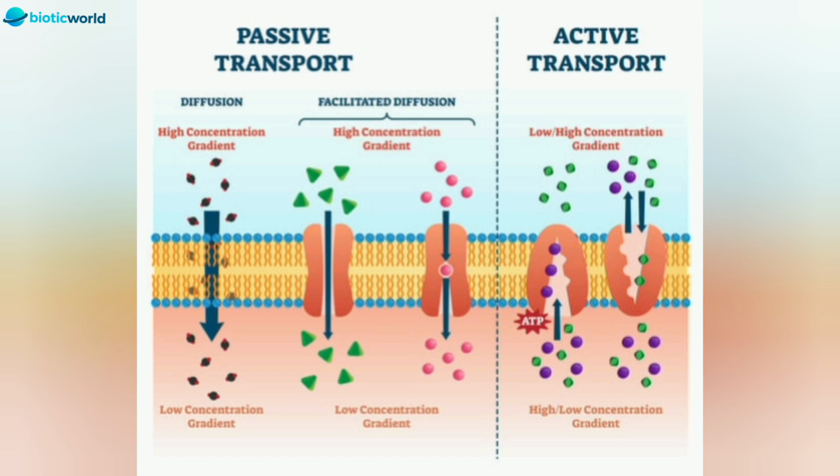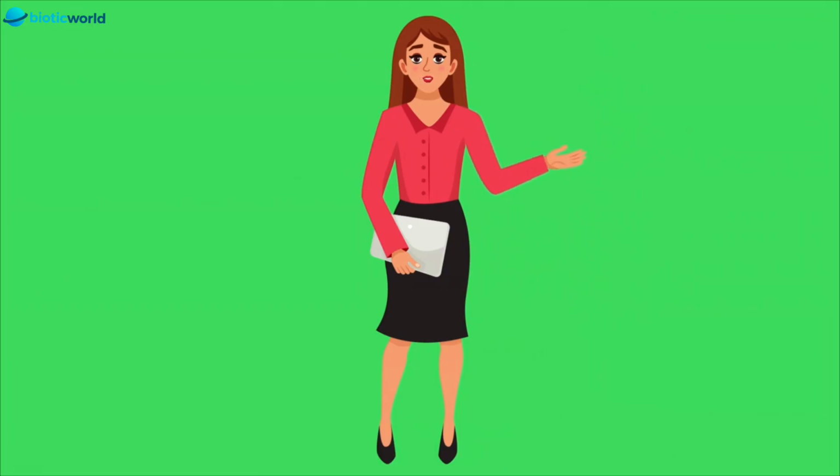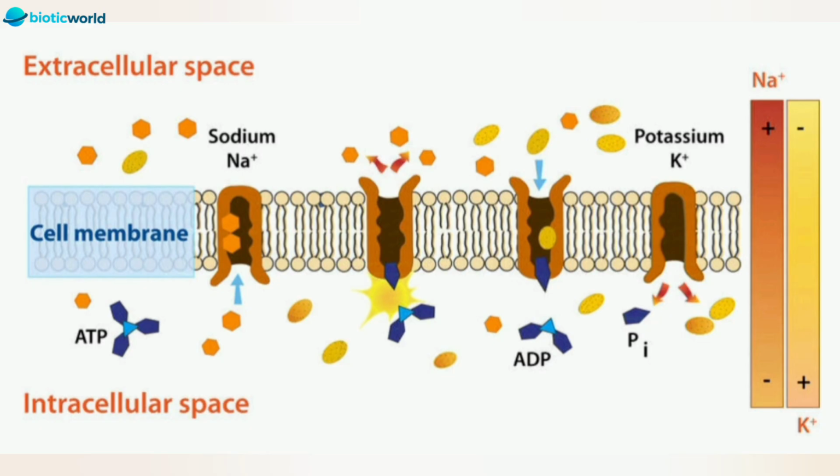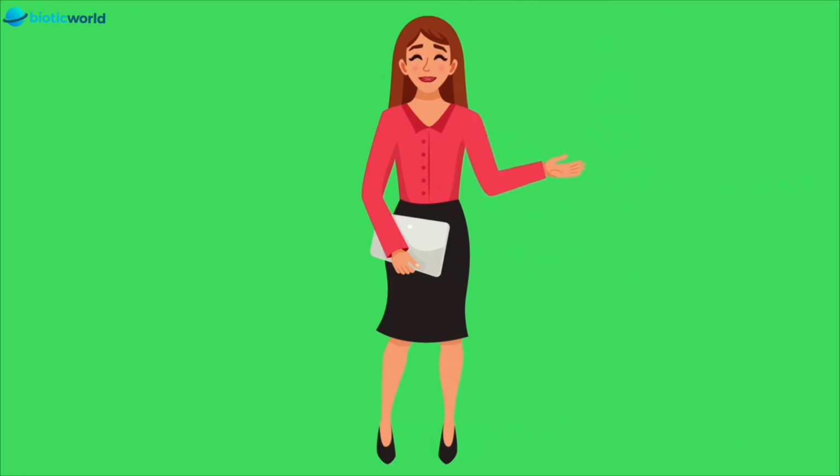Next is active transport. Active transport requires energy, usually in the form of ATP, because molecules are moved against their concentration gradient, from low to higher concentration. Sodium potassium pump. This pump actively transports sodium ions out of the cell and potassium ions into the cell. This is essential for maintaining the resting membrane potential of the cell and important for nerve and muscle function.